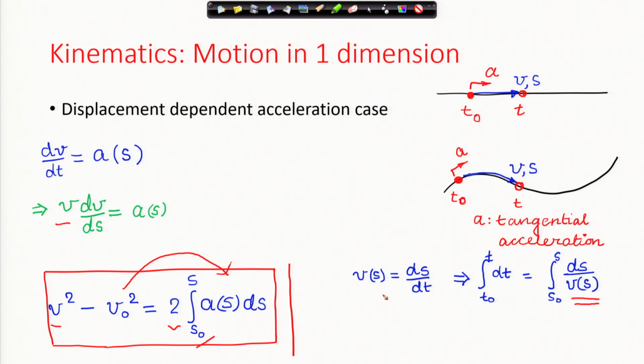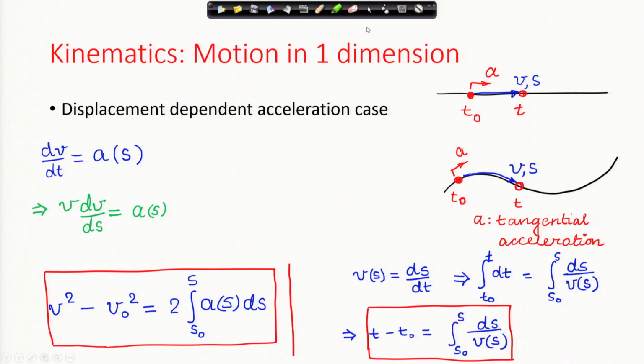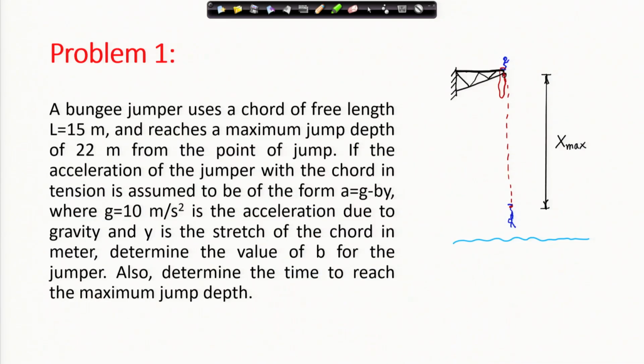So v at s is equal to ds dt. That implies I can find out time, integrate time as ds by velocity as a function of s. And if you can perform this integral, then you will get the flow of time. Once again, there was a sign to choose, you have to be careful about. So this is the expression of flow of time. Now this integral, if it can be performed, then you will get the time elapsed.